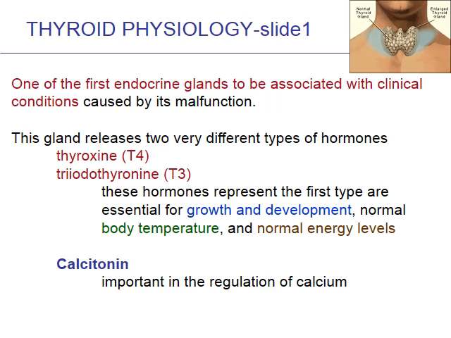In addition to T4 and T3, the thyroid gland secretes another type of hormone called calcitonin, which is involved in the regulation of calcium. And this hormone is something we'll talk more about in the osteoporosis lecture after the midterm.